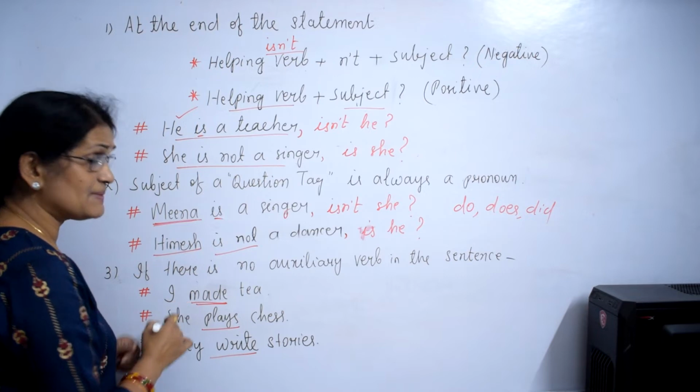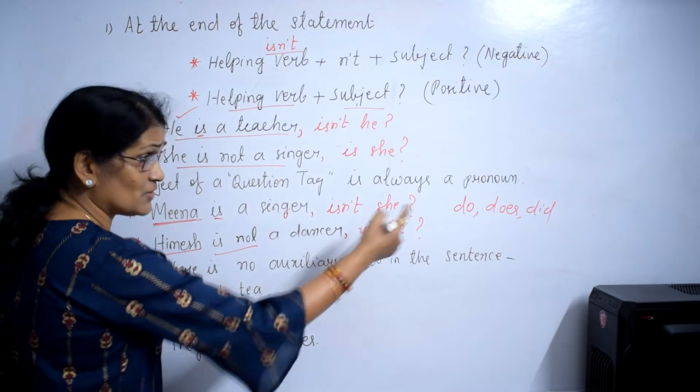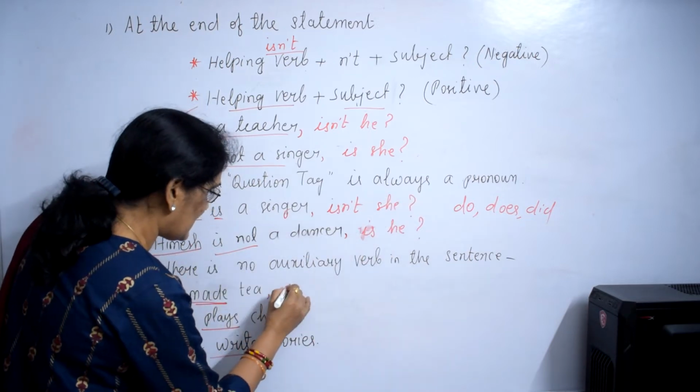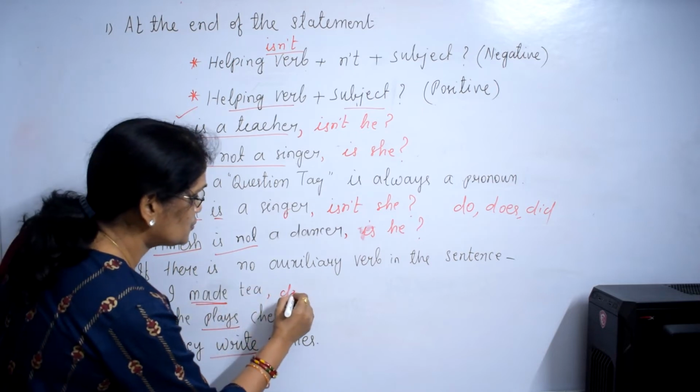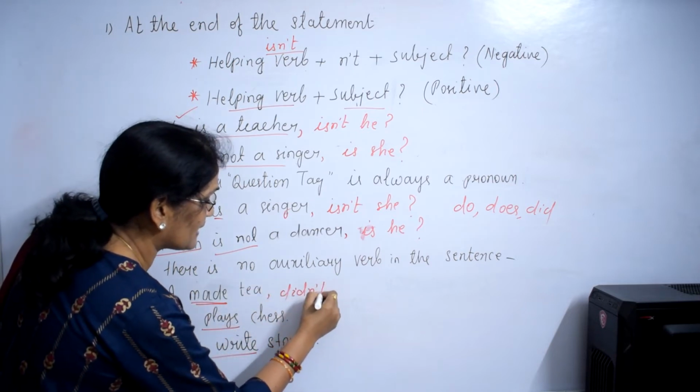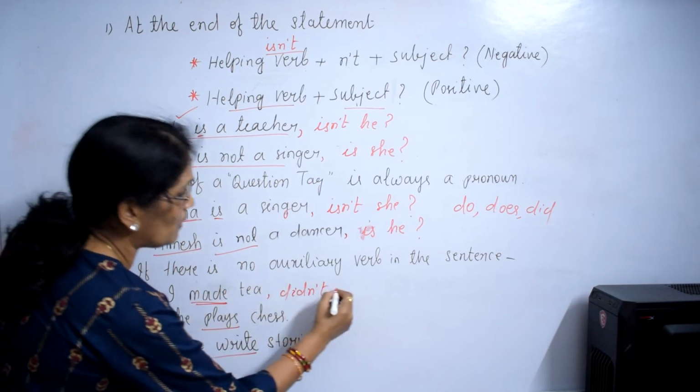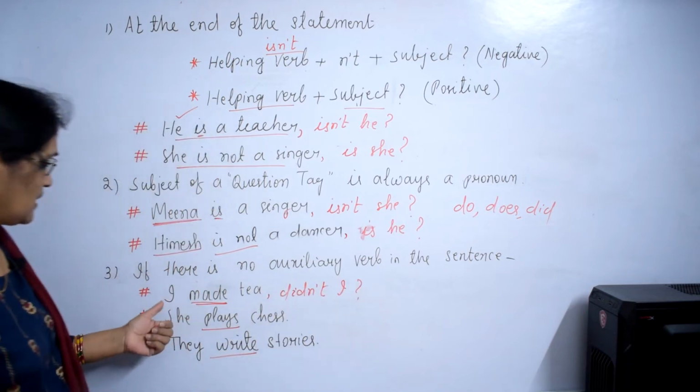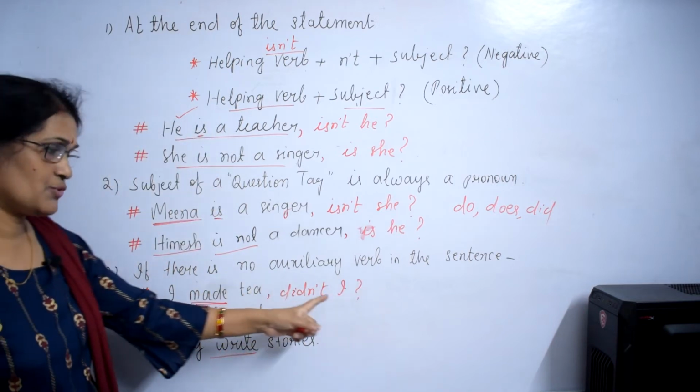Verb made here, simple past. So it is obvious what will come? Did. As it is positive statement, so we should add negative question tag. Didn't I? What pronoun is there? That should be copied. I is there, so write I.